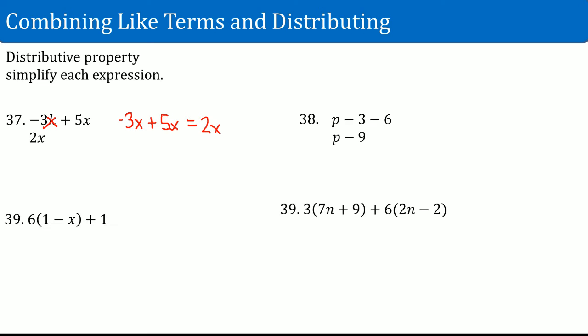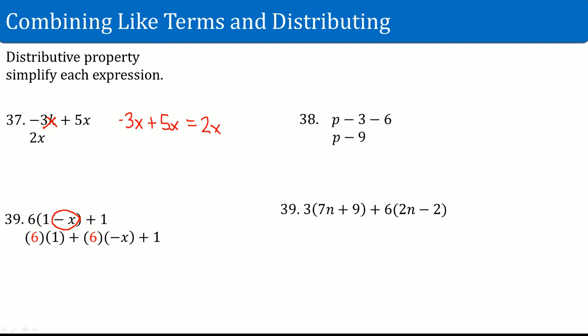39. 6 parentheses 1 minus x, close the parentheses, plus 1. We see a parentheses, therefore we have to distribute. It becomes 6 times 1 and 6 times negative x. Please understand it is negative x. Do you see the symbol in front of the x? Okay. So 6 times 1 is 6, and 6 times negative x is just negative 6x. Please understand that the 6 and the 1 are like terms. Let me just circle it for you if you would like to see it. Your 6 and your plus 1 are like terms.